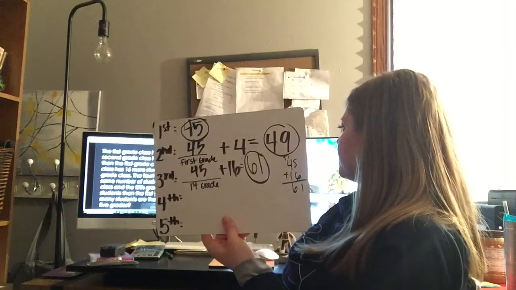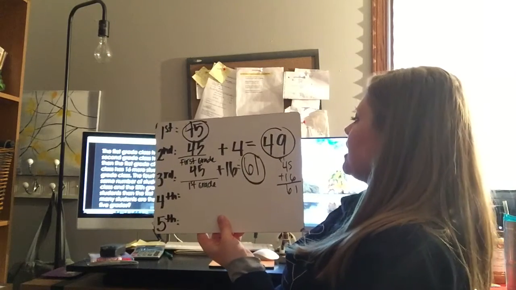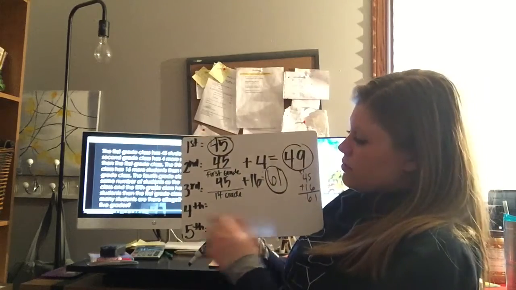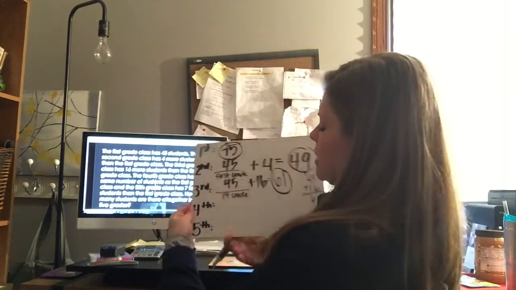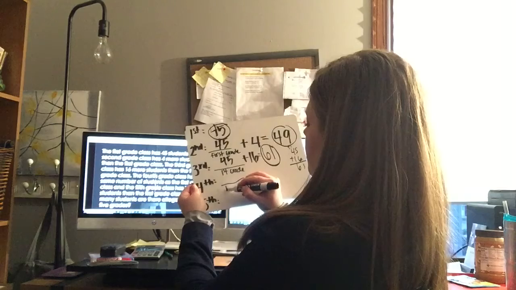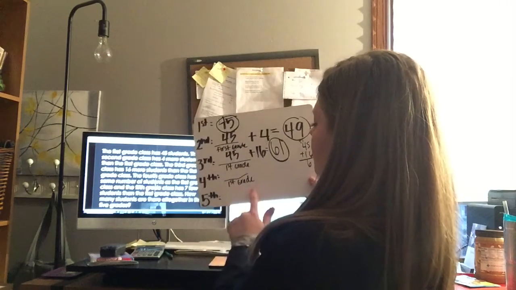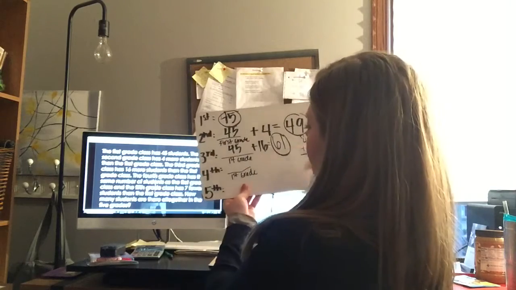Let's keep reading. The fourth grade class has the same number of students as the first grade class. So whatever the first grade class has, that's what the fourth grade class has. That was an awful line. First grade. What did first grade have? First grade, 45.